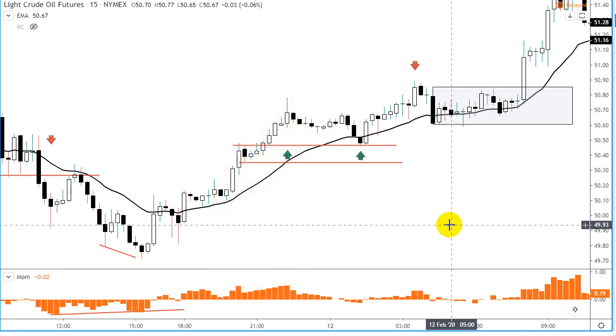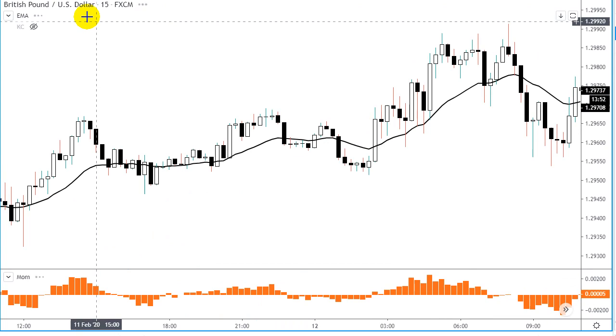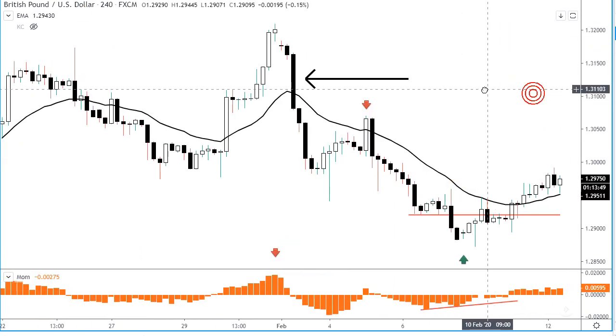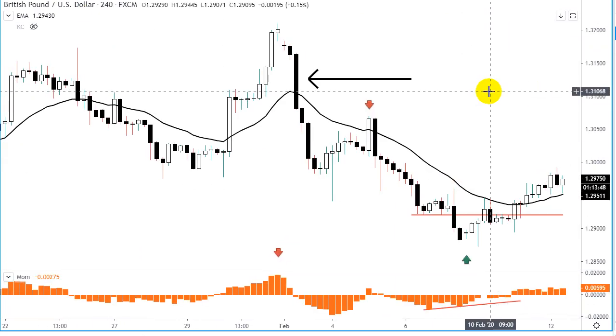So the next one we're going to look at is the pound US, and for that we're going to drop down to a 4-hour chart, which is a time frame a lot of traders like to trade for swing trading, even though time does not really define what a swing trade really is.